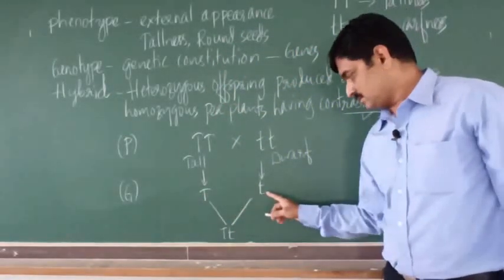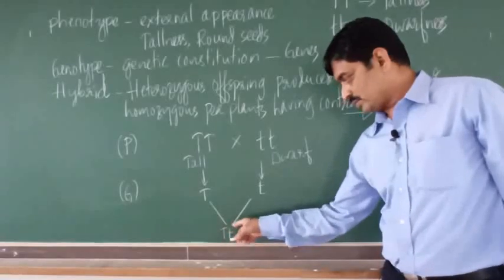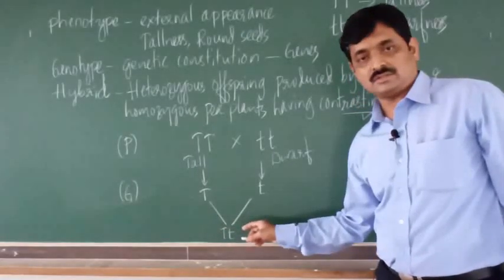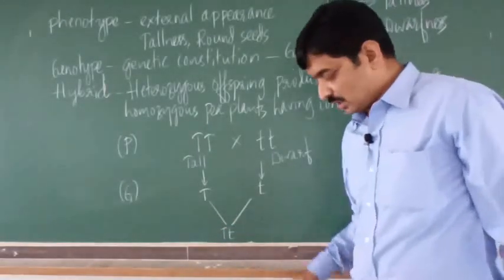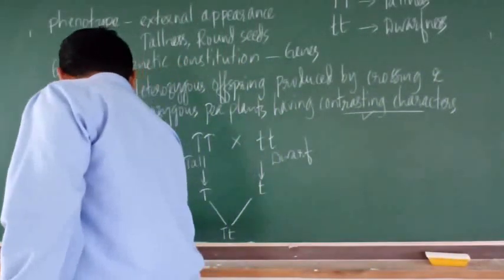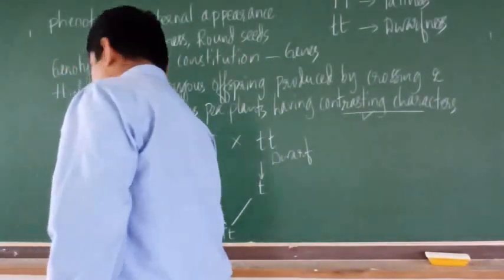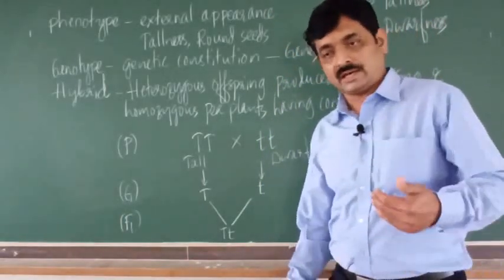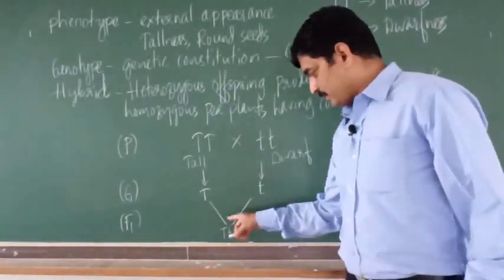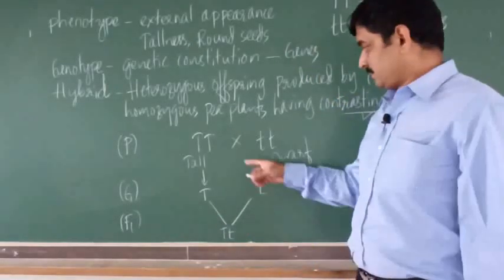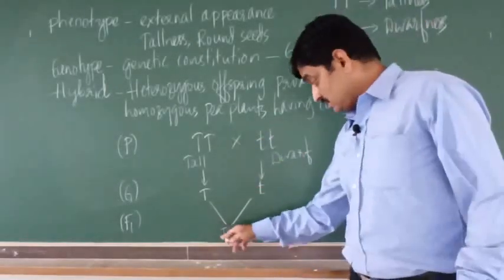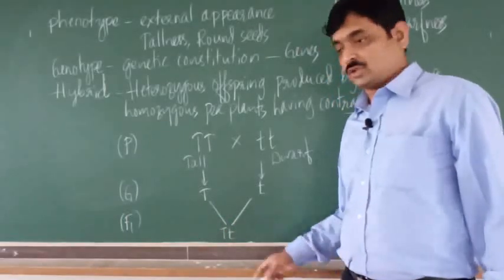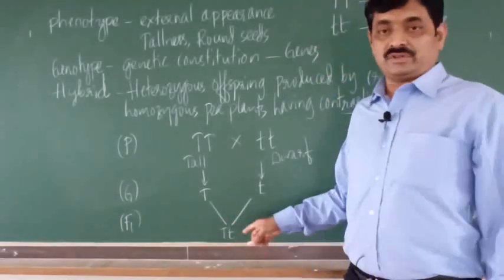This dominant, this recessive, they come together. So you find a pair of genes, right, in the offspring. So this offspring, we can call it F1. Right? The meaning of F1 I will tell you in the coming part. So this is the offspring which is obtained here, right, by crossing two homozygous pea plants. Now see the genotype here, genotype of the offspring. Now what is the genotype here?